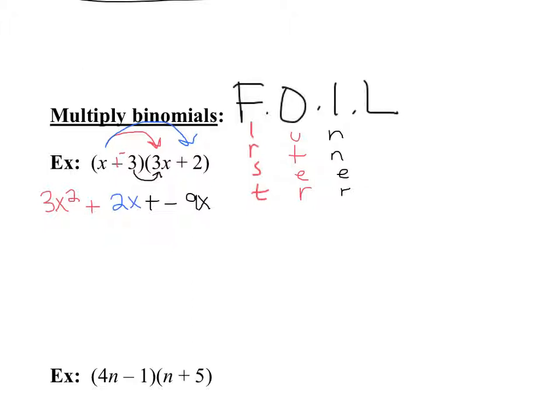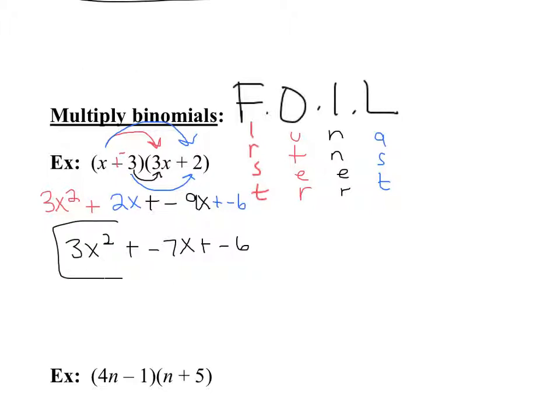And then the L in FOIL means last. So the two things that come last are negative 3 and 2. So we plus negative 6. Now I do have like terms. I can combine 2x and negative 9x. So 3x squared plus negative 7x plus negative 6 is my final answer.